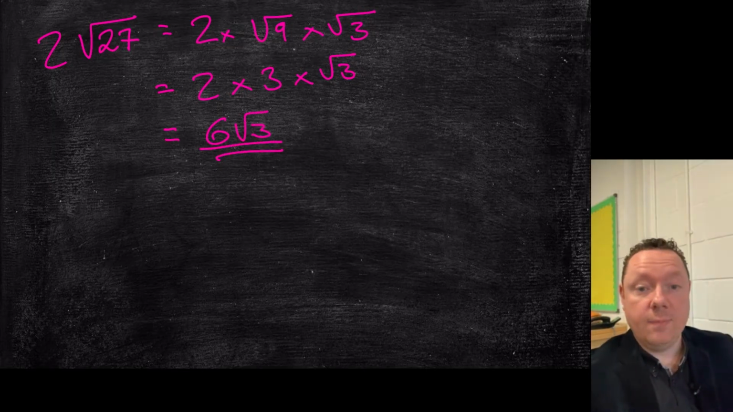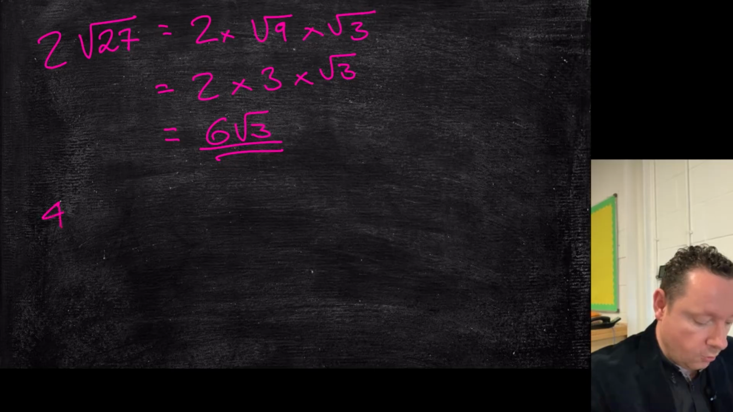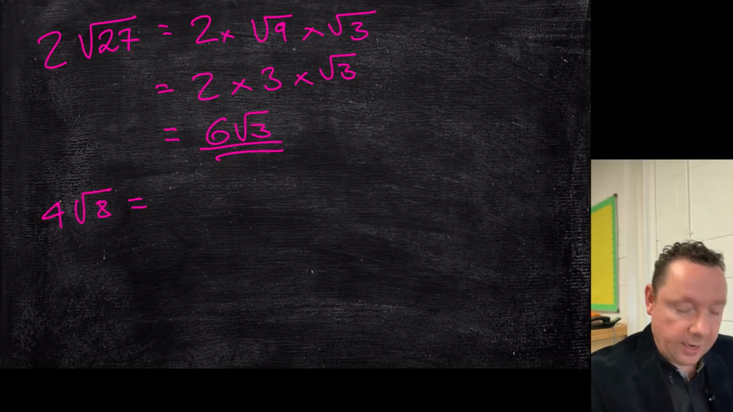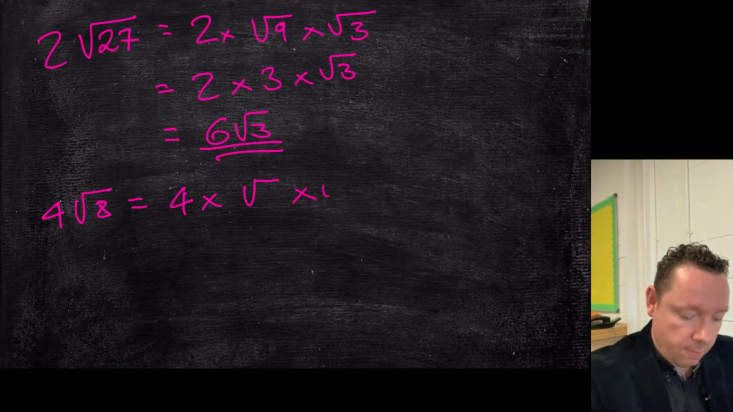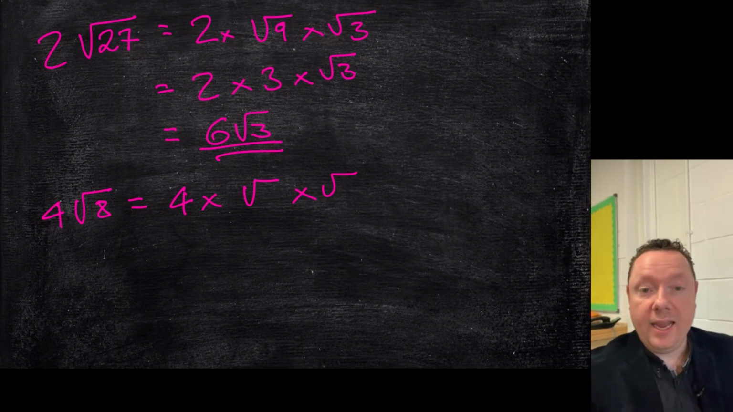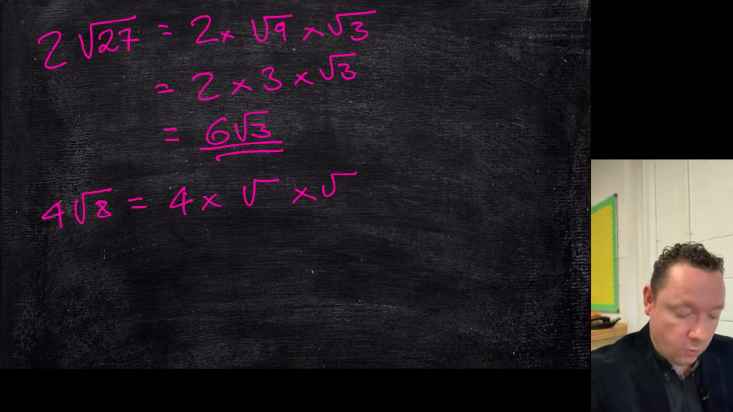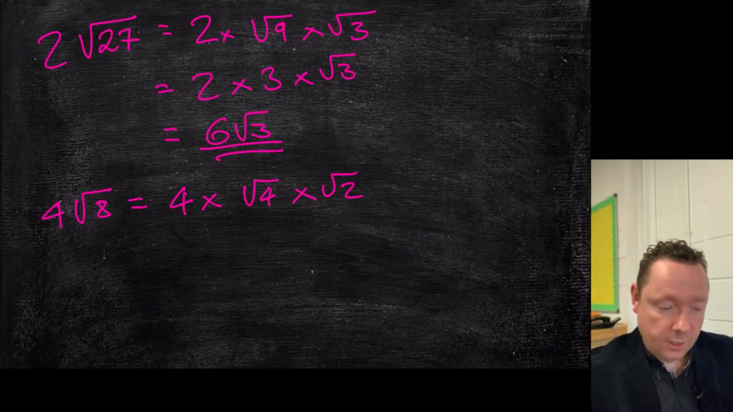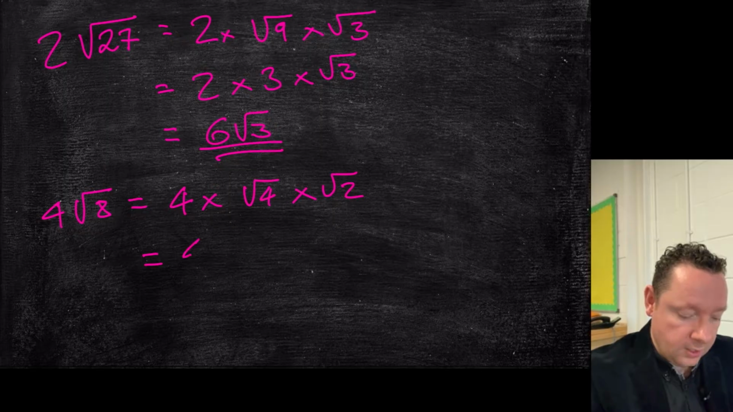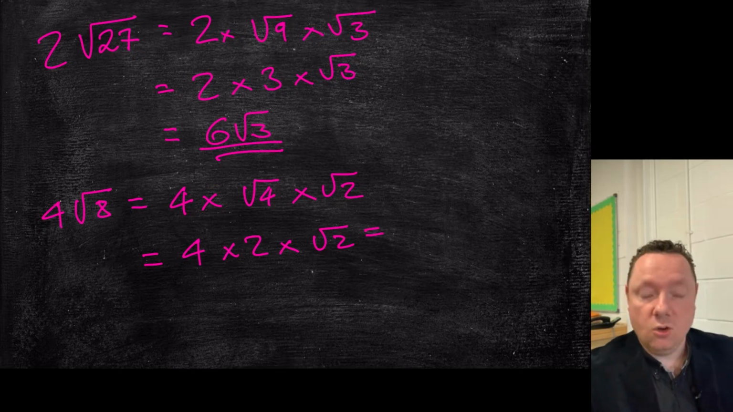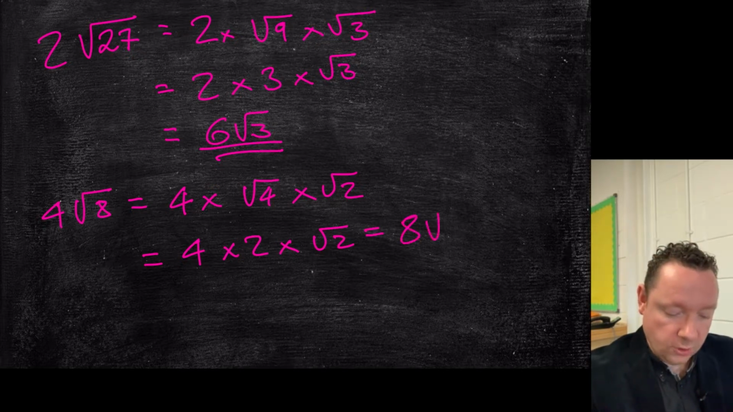Let's look at another example like that. Let's say we're doing 4 root 8. Again, that would just be 4 times the square root of two numbers times together to make 8. One's a square number. Well, that's 4 and 2. I always like the square number first because I know I'm going to square root that one. So square root of 4 is 2, so that gives me 4 times 2 times the square root of 2, which gives me a final answer of 8 root 2 because 4 times 2 is 8.